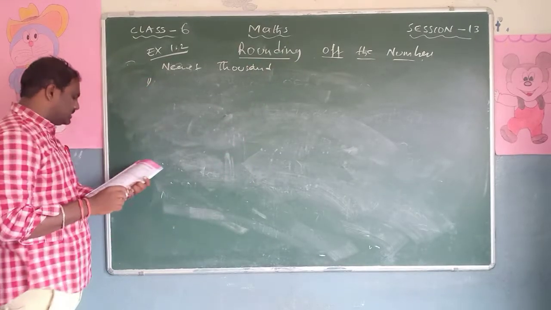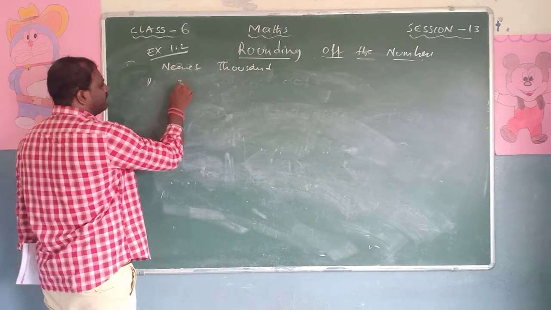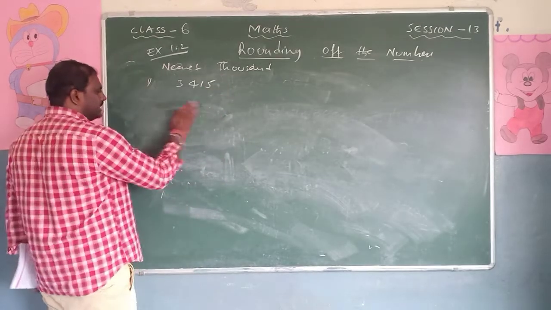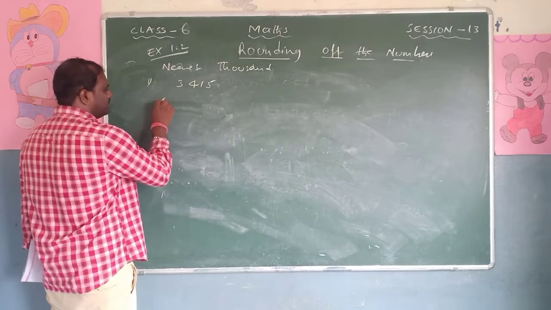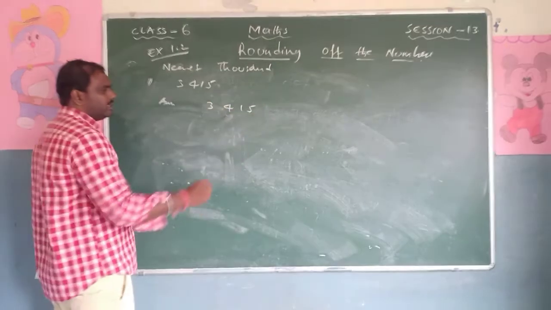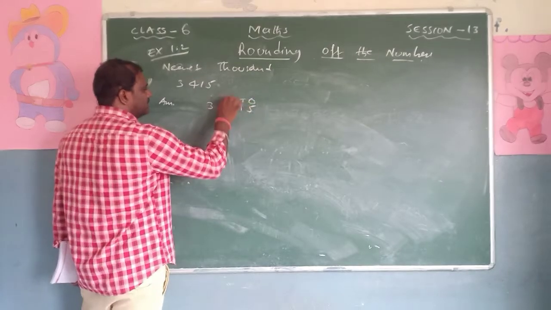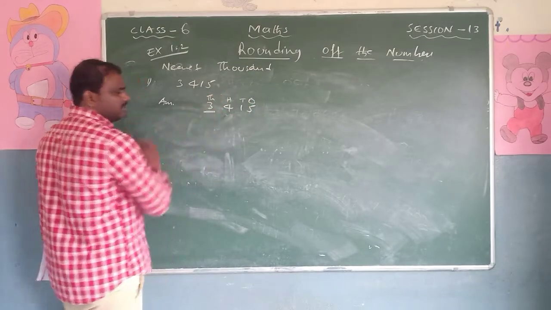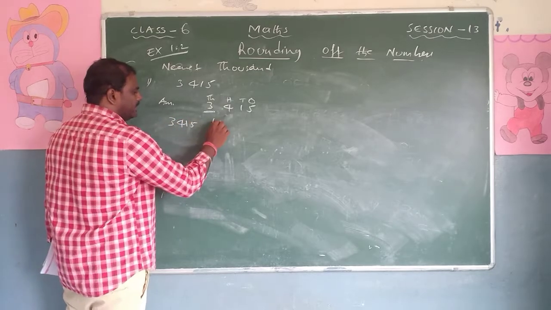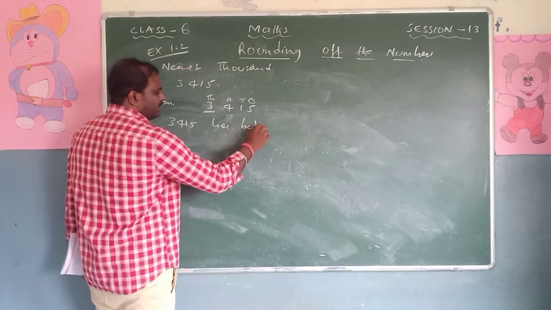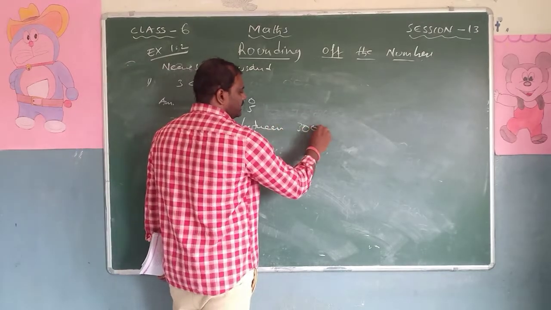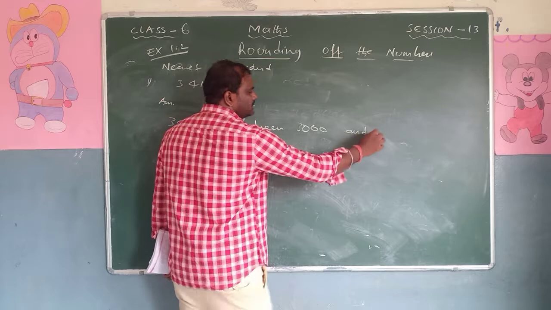The more you practice, the more perfection you will get. And the first one is 3,415. This is the question. Obviously, first what do we have to check? Answer 3,415. Ones, tens, hundreds, thousands. This you have to understand. Next, 3415 lies between, first is only 3. 3000 and what is the next 1000? 4000.